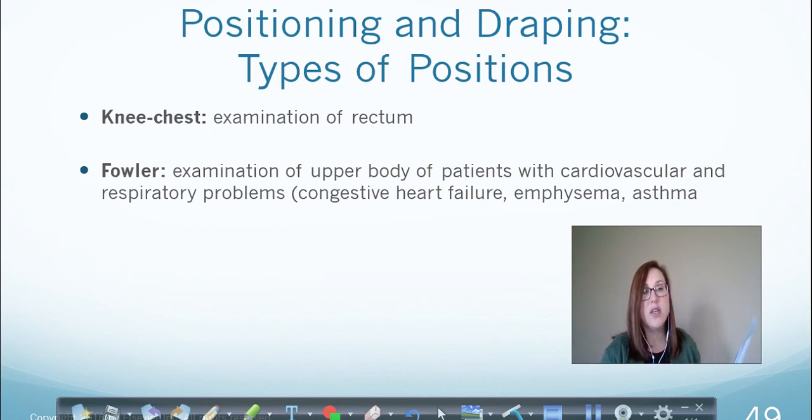And then Fowler, that's a position for patients with exams of the upper body with cardiovascular and respiratory problems. So someone who has emphysema or COPD, maybe they have congestive heart failure, they're in a semi-upright position. Their knees might be bent, they might be straight, but they're elevated at a 45 or 90 degree angle just to help them breathe easily.